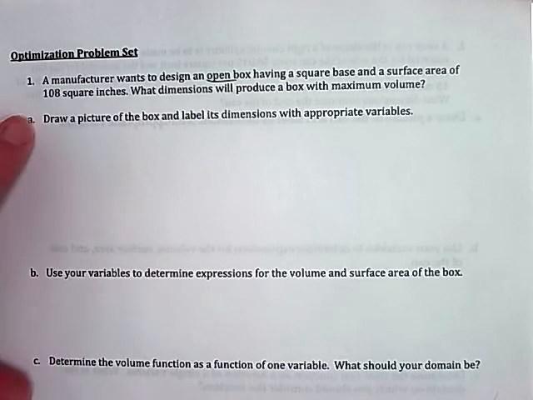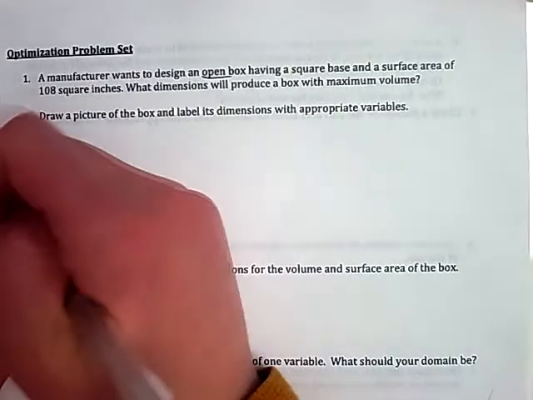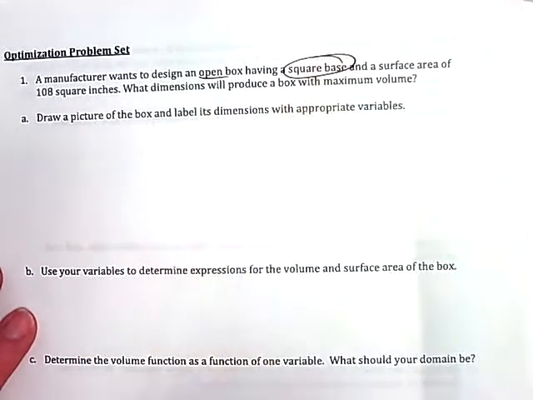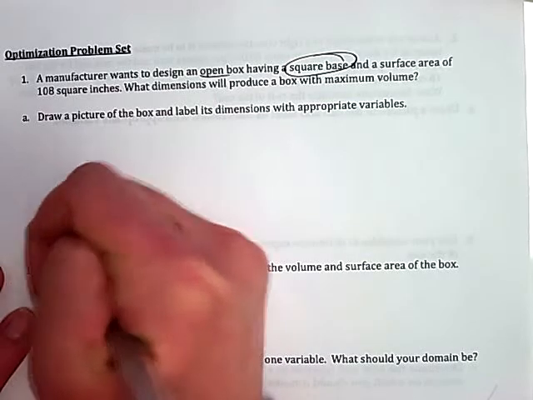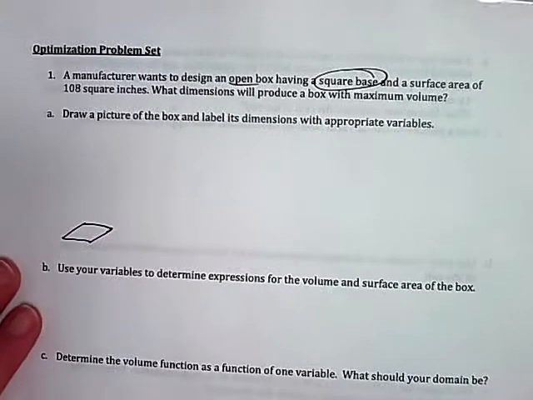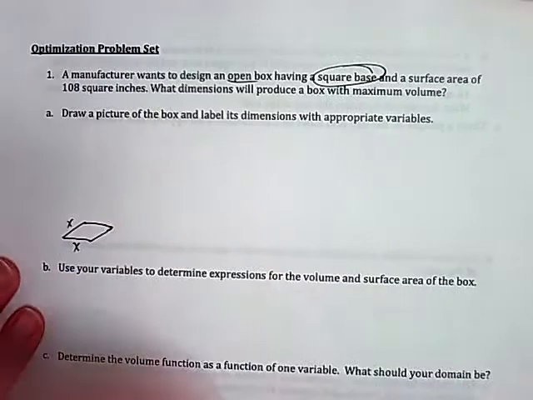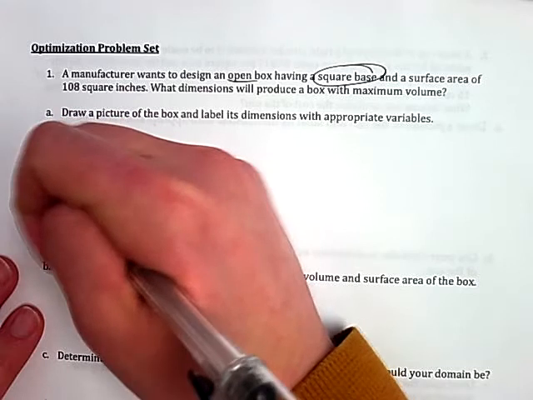So the first step is to draw a picture of the box and label the dimensions with some variables. The key understanding is, what does it mean to have a square base? If we start with a square, and I'm going to draw it sideways, but imagine that's a square in 3 dimensions, then if that's x, that's also x, and then we go up from there to get our box.